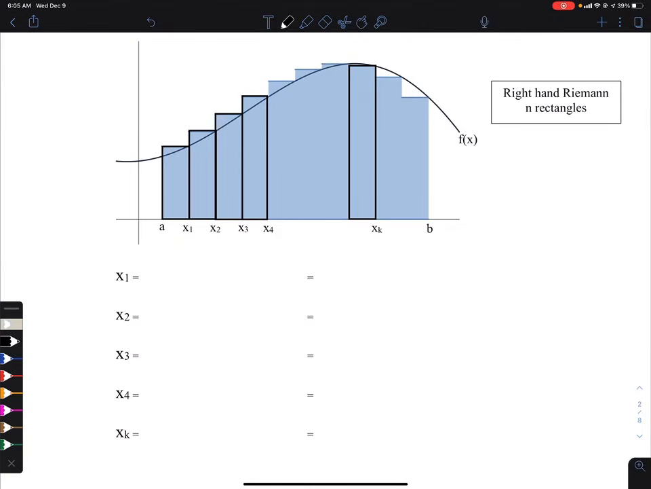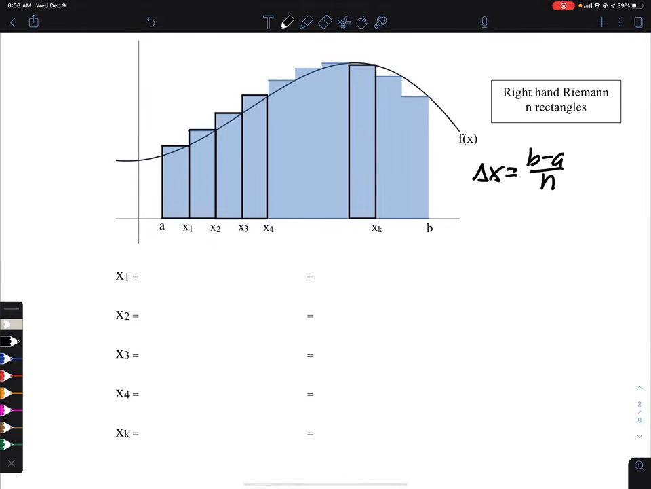All right, what are we doing here? So this is a right-hand Riemann sum. Note we have n rectangles, and we start at A and we end at B. So if we want to know the width of each rectangle, how wide is that? We call that our delta x. We got to figure out how far it is from here to here, which is going to be B minus A, and divide by the number of rectangles n. That tells you how wide each rectangle is.